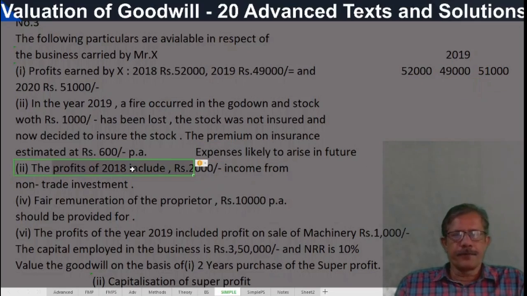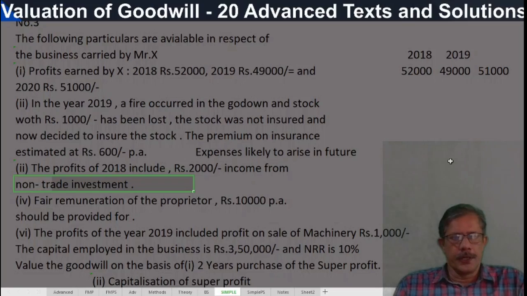Then next, it says profits of 2018 include 2,000 income from non-trade investment. Non-trade investment means non-business investment or non-operating investment. All are the same. We are calculating future maintainable operating profit, the profit that can be maintained in the future. This non-trade investment income should be deducted. While calculating capital employed, the amount of non-trade investment should not be considered in the capital employed.